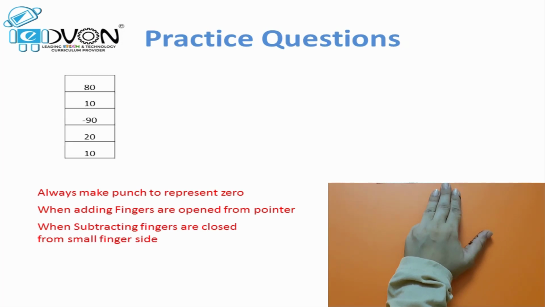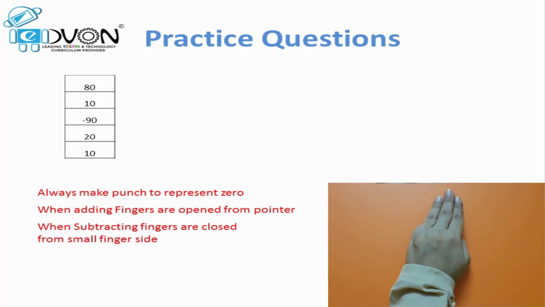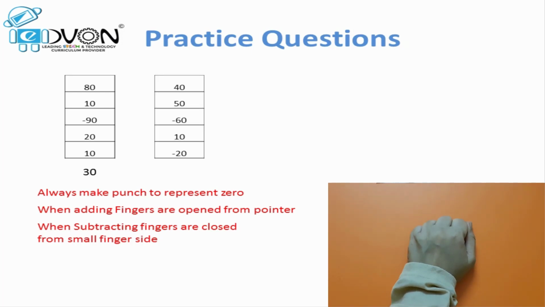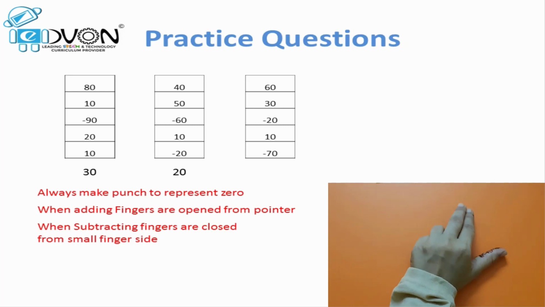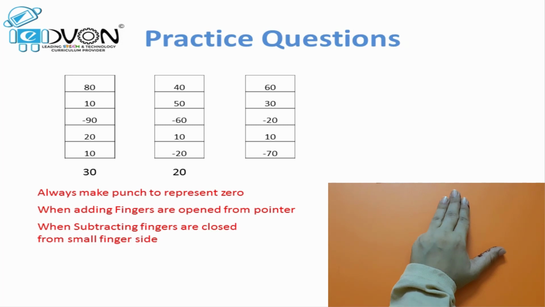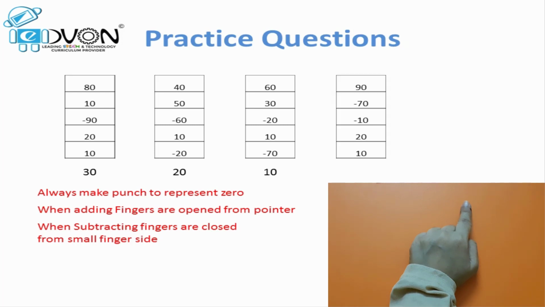First question is 80 plus 10 minus 90 plus 20 plus 10. Answer 30. Make 0. Next question, 40 plus 50 minus 60 plus 10 minus 20. Answer 20. Make punch. Next question is 60 plus 30 minus 20 plus 10 minus 70. Answer is 10. Make punch to represent 0.